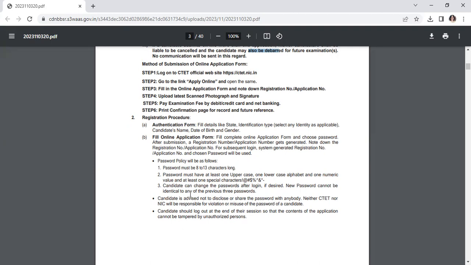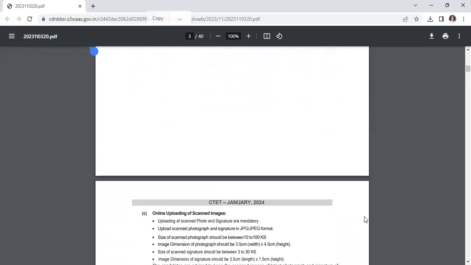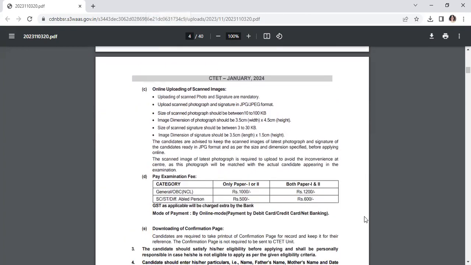The candidate can change the password after login if desired. The new password cannot be identical to any of the previous 3 passwords. The candidate is advised not to disclose or share the password with anybody. Neither CTAT nor NIC will be responsible for violation or misuse of the password of a candidate. The candidate should log out at the end of the session so that the contents of the application cannot be tampered with by unauthorized persons. So be careful while filling that application.